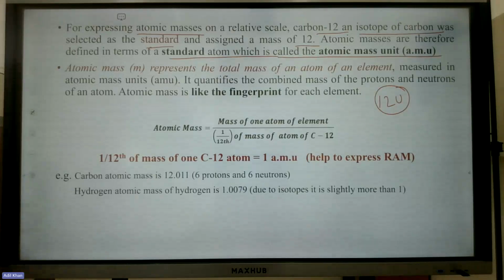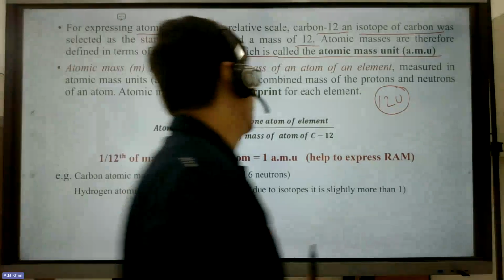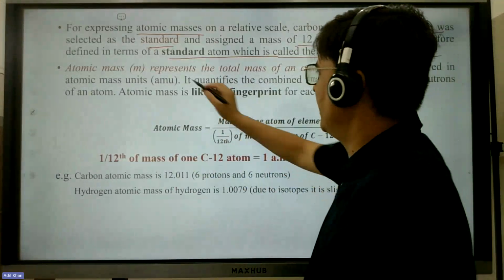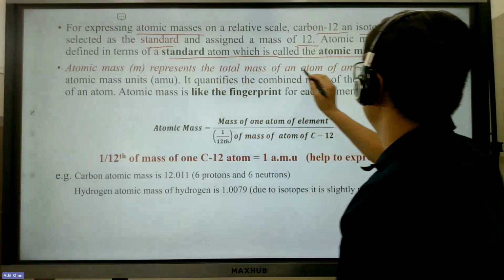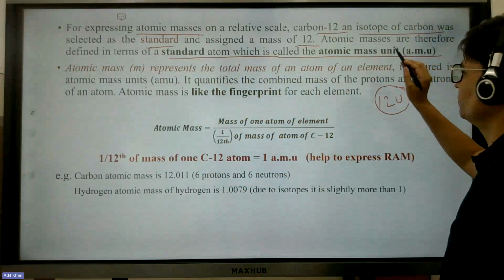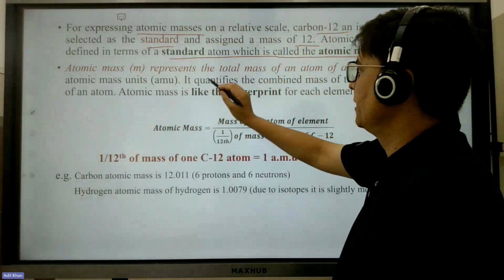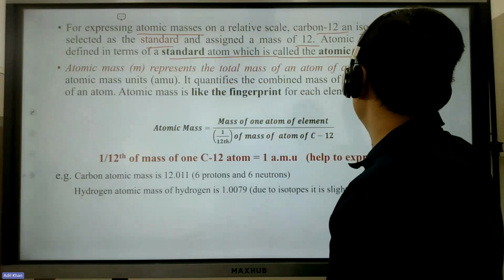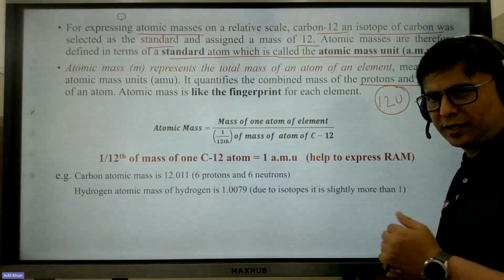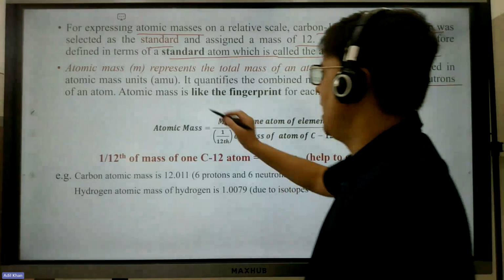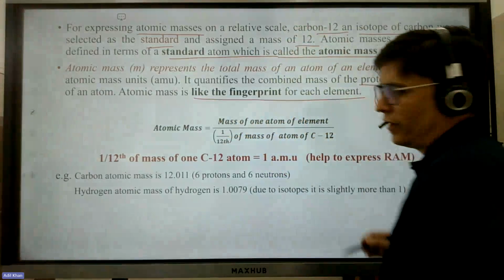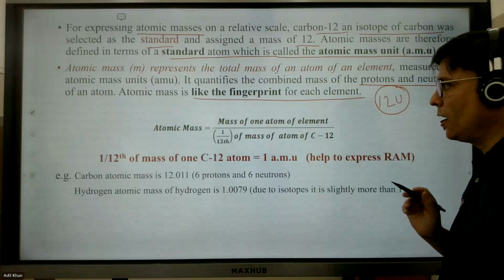Whether you are in India or Uganda, the mass remains 12 U. So the second paragraph: atomic mass represents the total mass of an atom of an element measured in atomic mass unit. It quantifies the combined mass of the proton and neutron, the sum of proton and neutron. Atomic mass is like a fingerprint of an element.